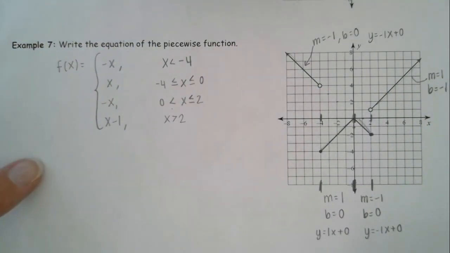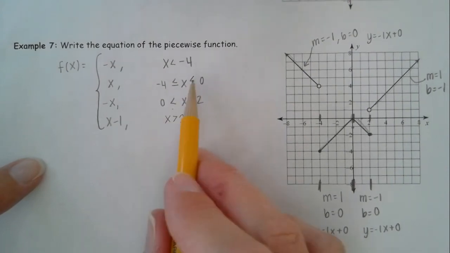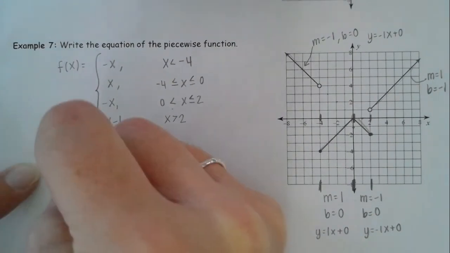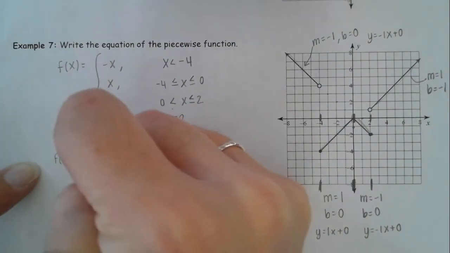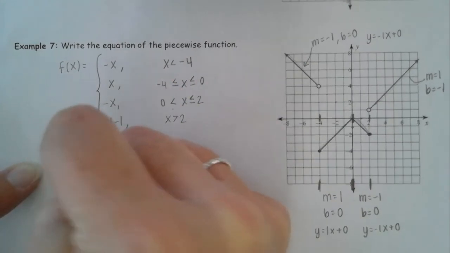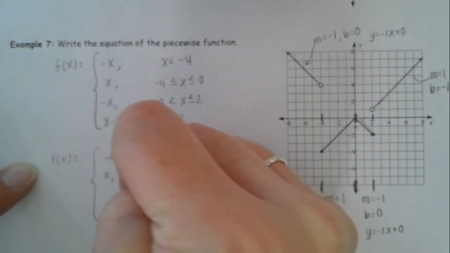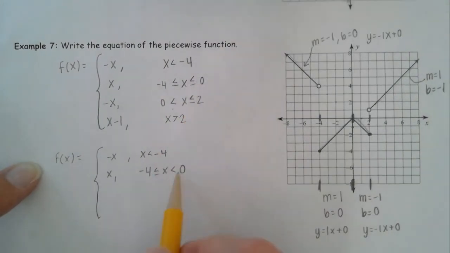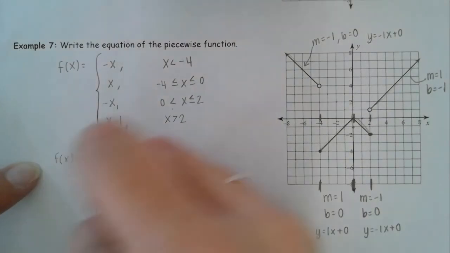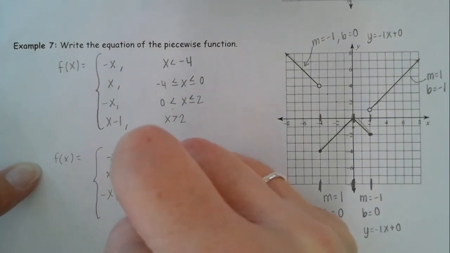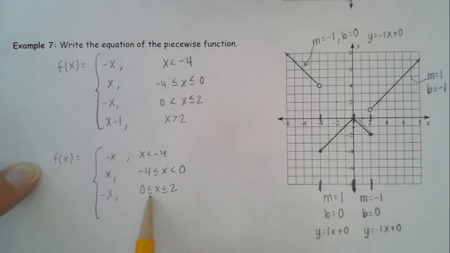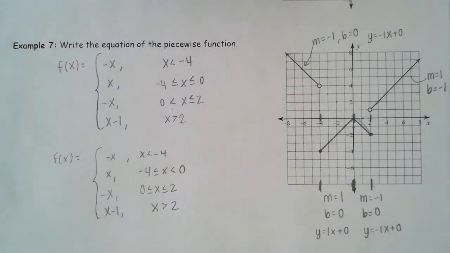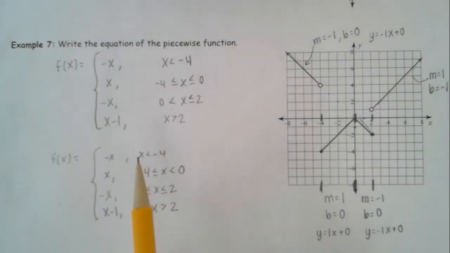So you could also, like I was saying before, play around with these less than and less than or equal to symbols. So another correct way to write this would just be negative x when x is less than -4, x when -4 is less than or equal to x and less than 0. So here, instead of including it like we did up here, we're not including it here. And then if we were going to do that, we would want to make sure we include it in the next inequality. So not included here and included here would definitely be okay. And then x minus 1 when x is greater than 2.